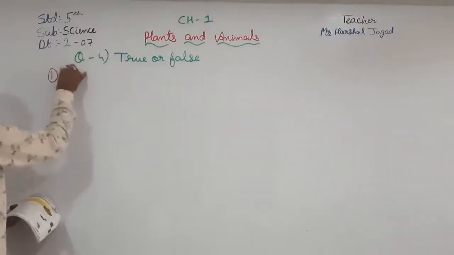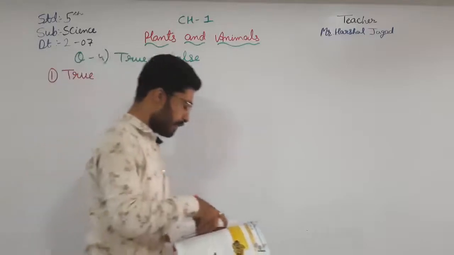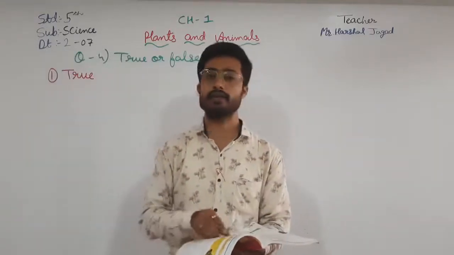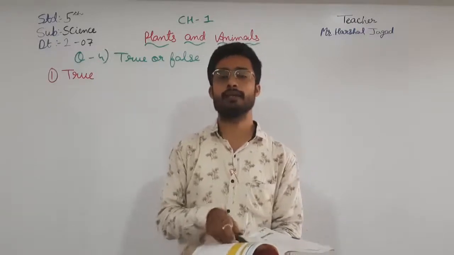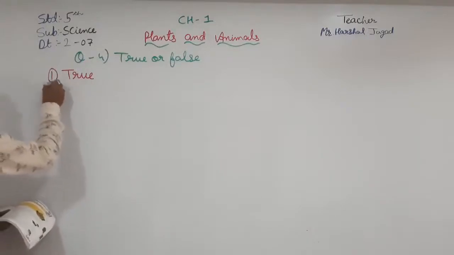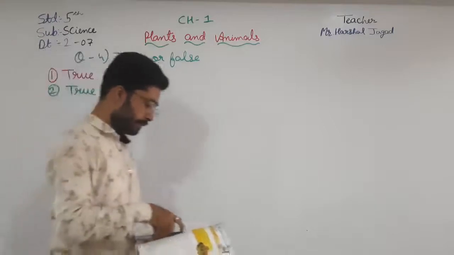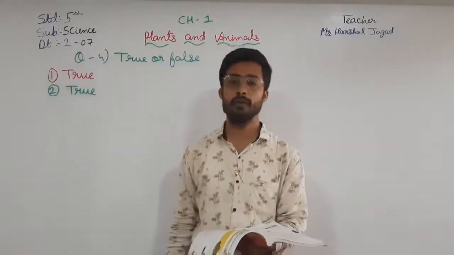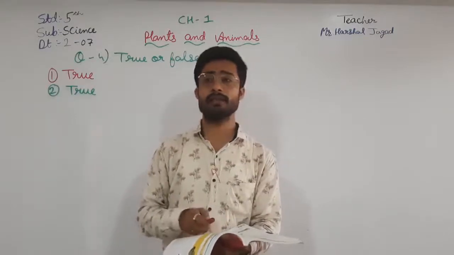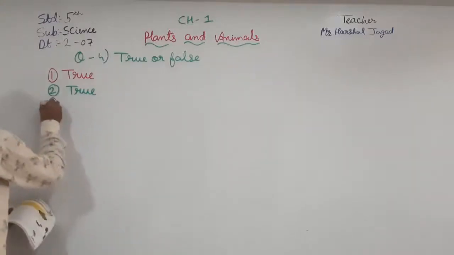First one, it is true. Then, stomata are usually found on the underside of the leaves. That is also true, yes, they are found on the underside of the leaves. So the second one is also true. Third one, all animals have limbs. All the animals have limbs? No, they do not have limbs. So here it is false.